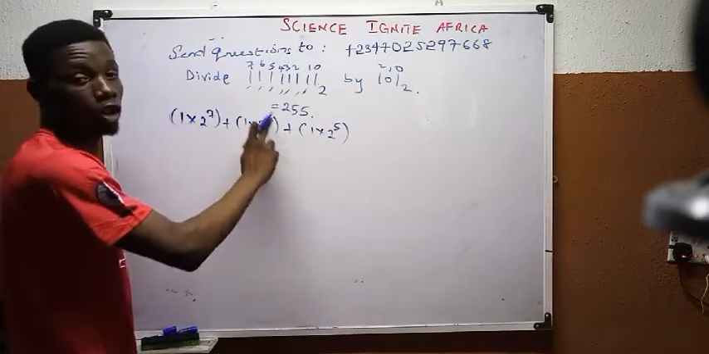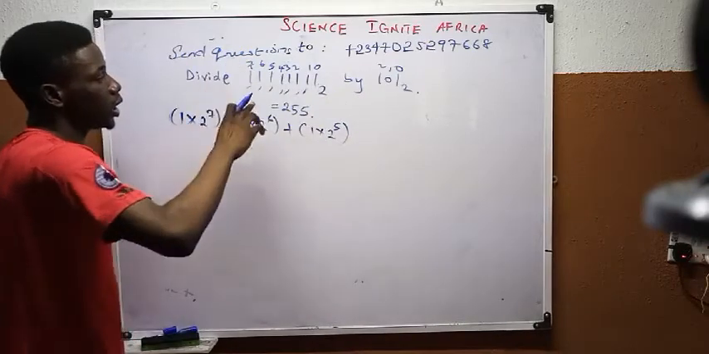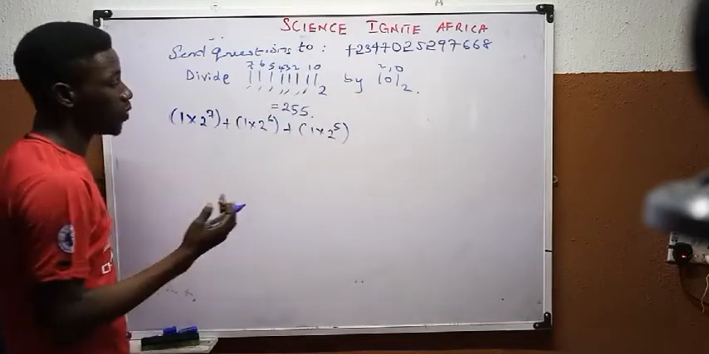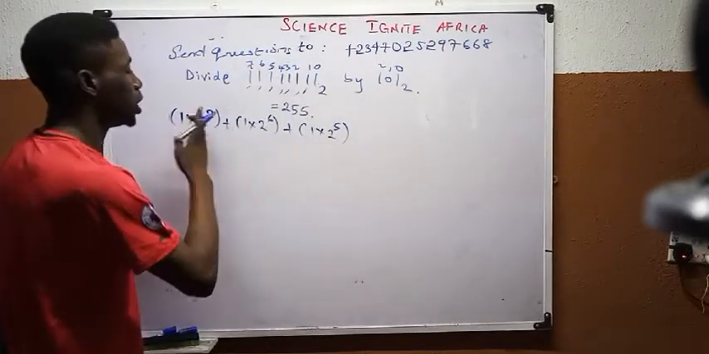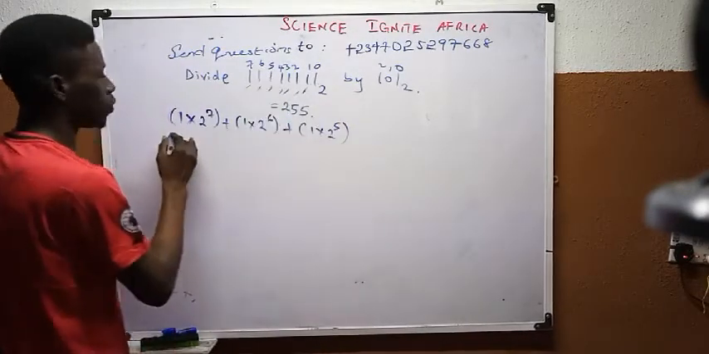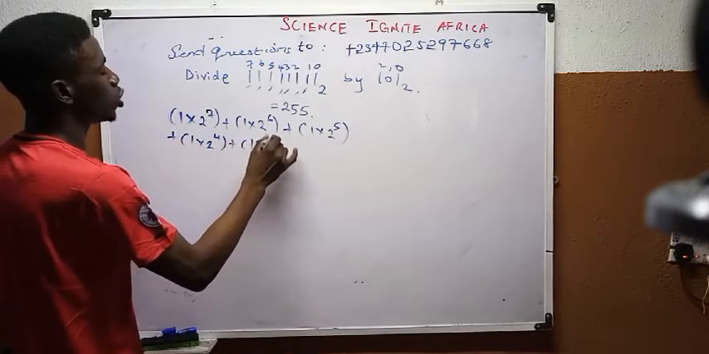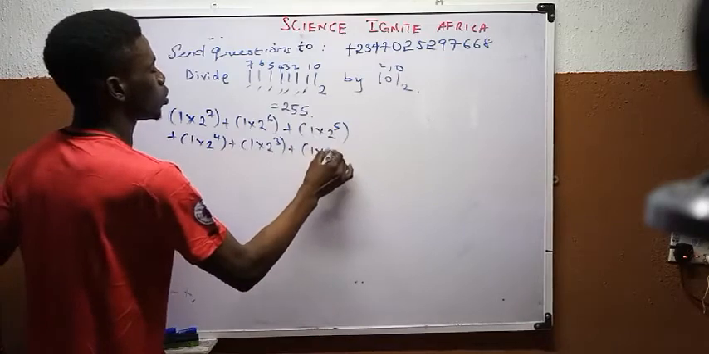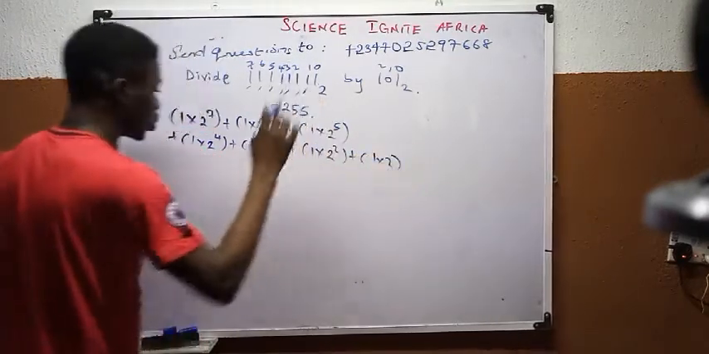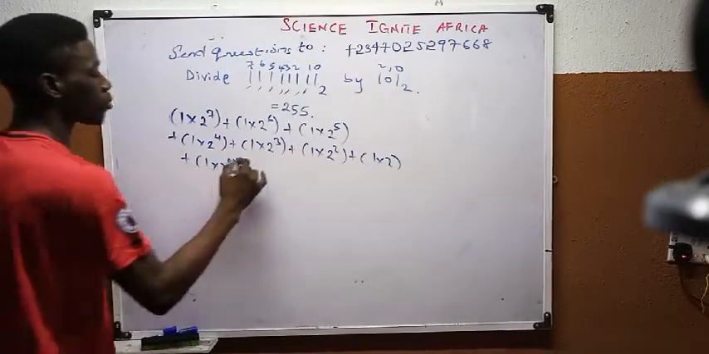Now I'm still repeating 2 raised to power 7, 2 raised to power 6, 2 raised to power 5. It's still the same base we'll be repeating. The only thing that could change is the 1, but we have 1 all through here, so we don't have anything to worry about. The power will be descending like that for 2. So we are on 5 now. Let's move forward. We have plus 1 times 2 raised to power 4, plus 1 times 2 raised to power 3, plus 1 times 2 raised to power 2, plus 1 times 2 raised to power 1, and lastly 1 times 2 raised to power 0.